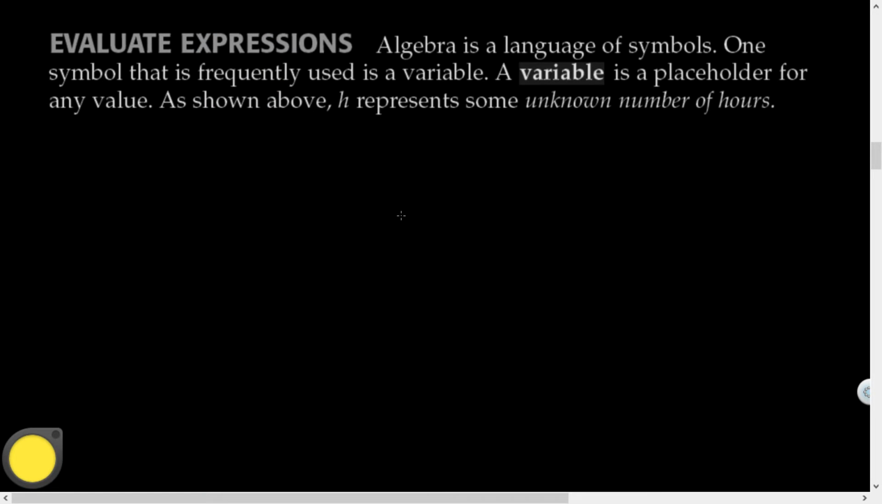So let's see, evaluate expressions. All right, so algebra, this is the first time we've seen this word in Algebra 1. Algebra is a language of symbols. One symbol that is frequently used is a variable. Okay? A variable is a placeholder for any value. As shown above, h represents some unknown number of hours.